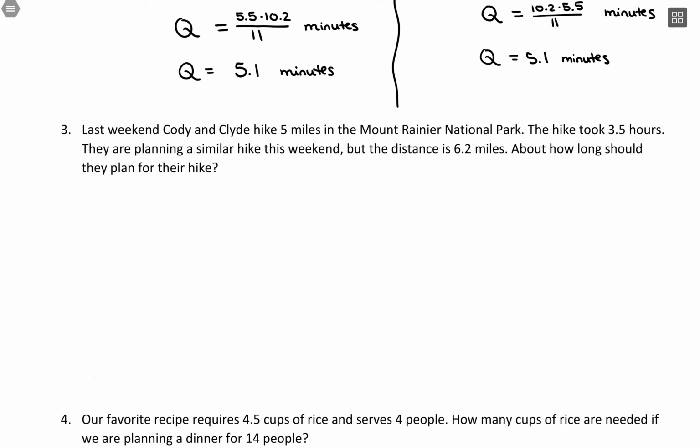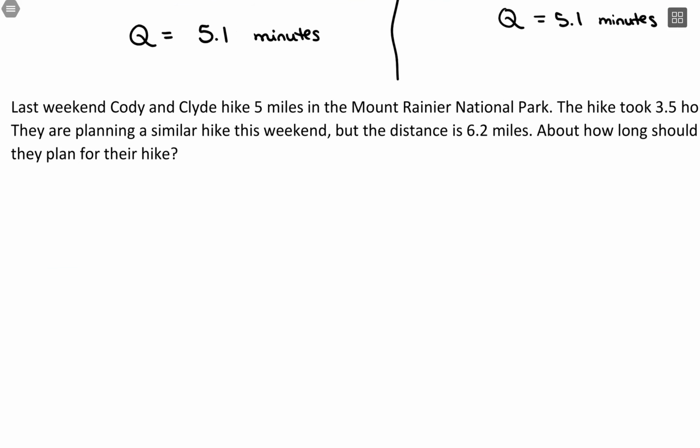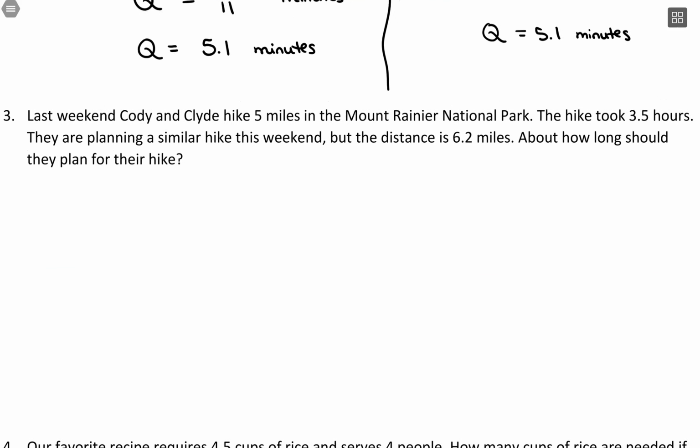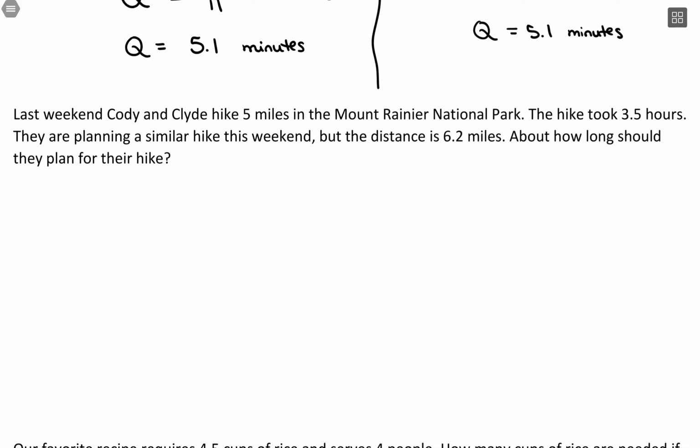Okay, so let's look at two word problems here and setting up proportions. What we have here is, last weekend, Cody and Clyde hiked 5 miles in the Mount Rainier National Park. So I'm just going to highlight that we have this distance that they hiked, and that hike took 3.5 hours. So we have these two pieces that are relating to each other. We have this 5 miles and 3.5 hours. In fact, I can even write that down, that this first hike they did was 5 miles and took 3.5 hours.